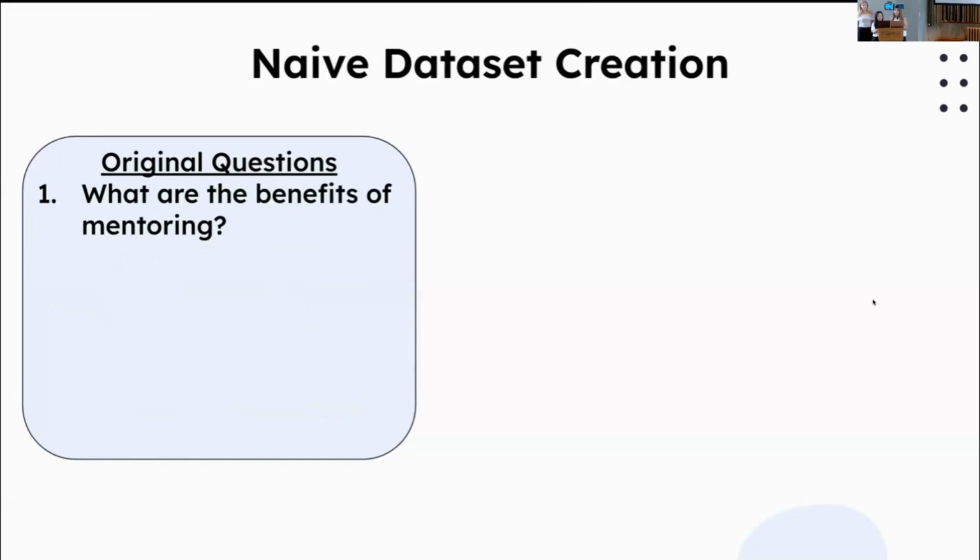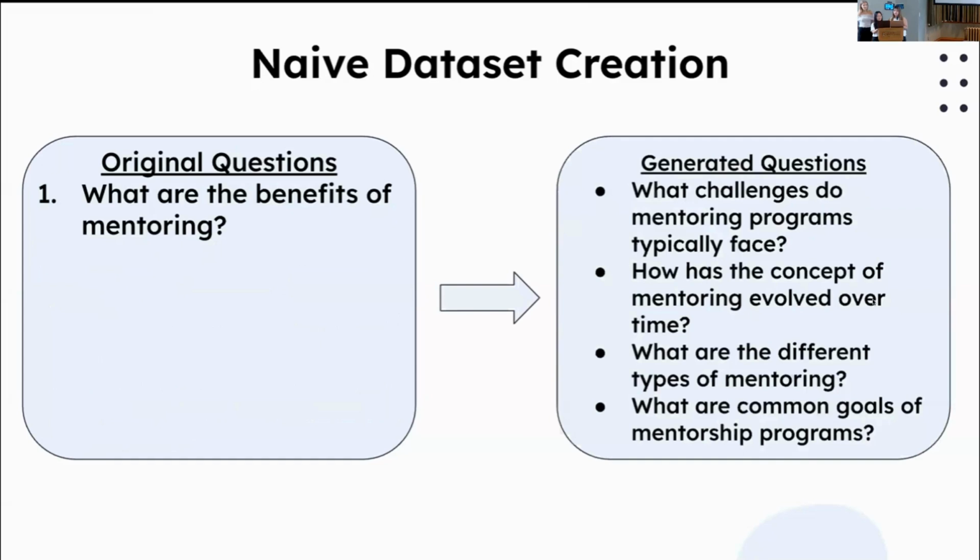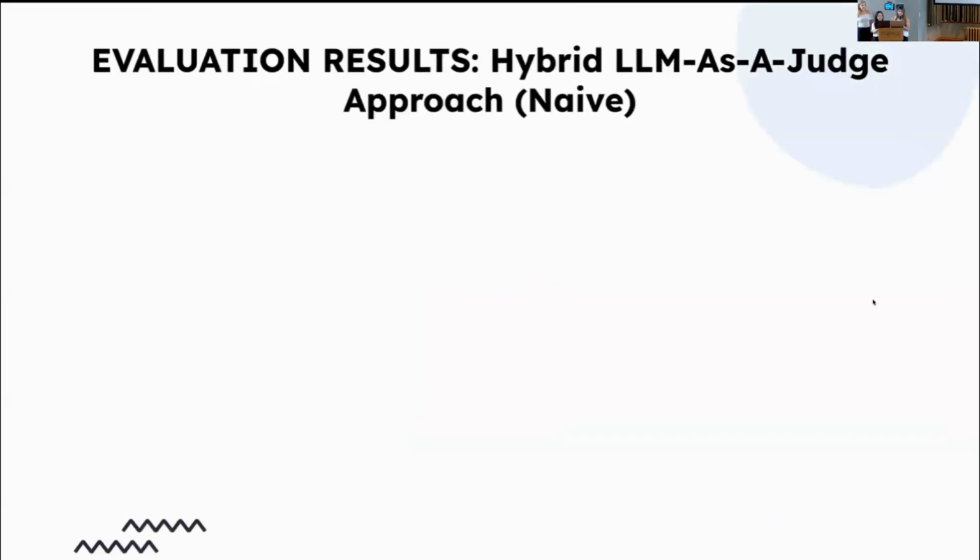So for example, when we gave ChatGPT the question, what are the benefits of mentoring? It was able to give us these 4 similar questions, which we could use as a proxy for realistic queries, helping us build a bigger, more diverse data set.